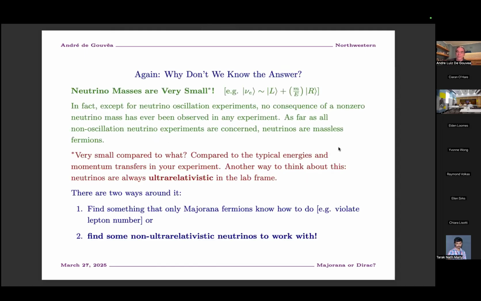So let's go back to understanding why answering this question is really hard. It comes down to this slide that I showed you in the beginning: neutrinos are produced by the weak interactions. All of your neutrino beams turn out to be very, very heavily polarized. And the probability of seeing that the neutrino is a Majorana fermion versus a Dirac fermion somehow vanishes when the neutrino mass goes to zero. So again, the problem is that the neutrino masses are too small.